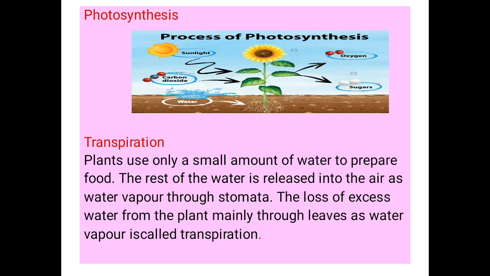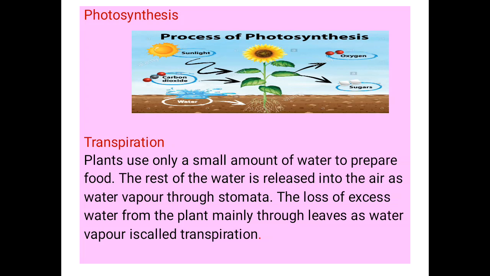Next we'll discuss the process of photosynthesis. We all are aware that green plants make their own food. So, in the presence of carbon dioxide and water, sunlight and chlorophyll, this process of making of food by green plants is called photosynthesis. It takes place in the green leaves.